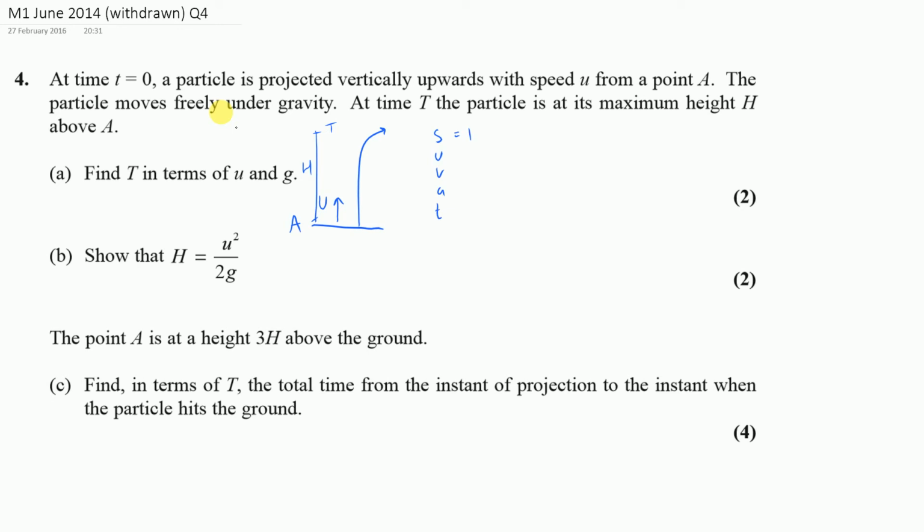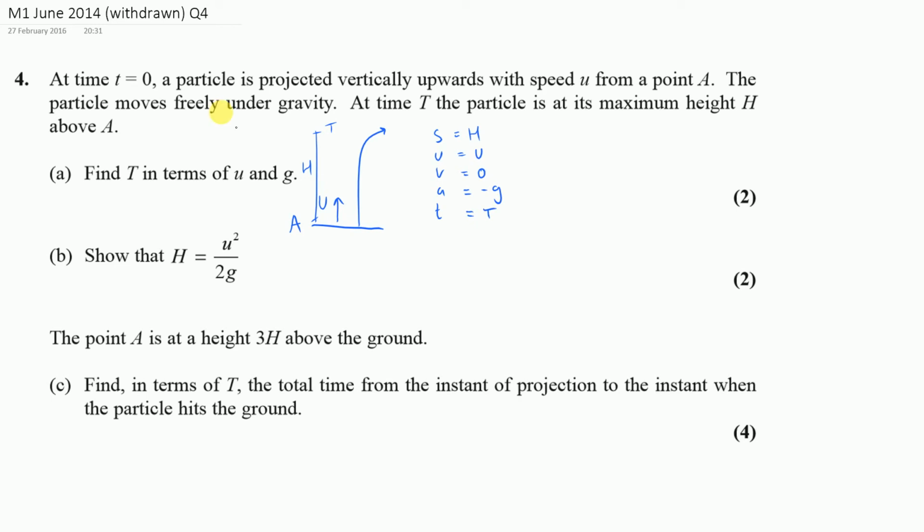I know that the distance travelled is h, the initial speed is u, the final speed when I get to the top is going to be at rest, so that's 0. I'm accelerating at minus g, and my time here is capital T.